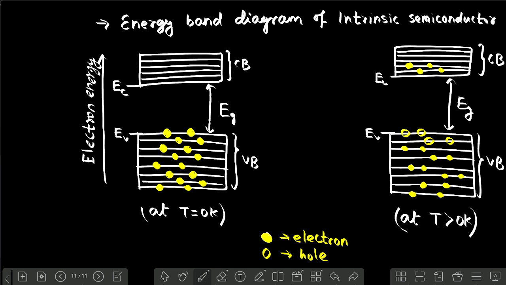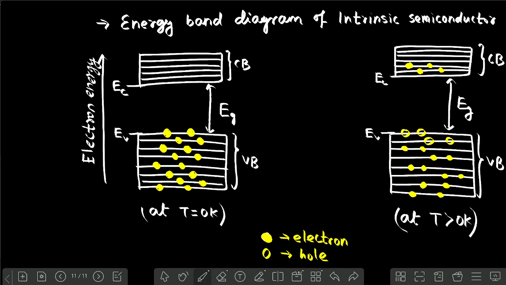Now next, listen. Can you say why this empty circle came here? Because electrons are present when the temperature is greater than 0 Kelvin. So these electrons got some thermal energy, so they got excited to a higher excited state, or they went to the conduction band. Clear? Okay.